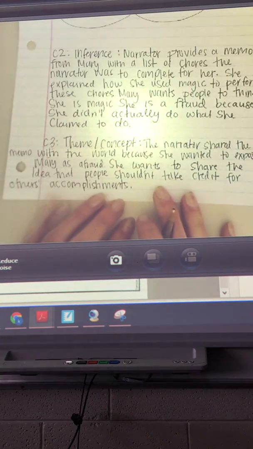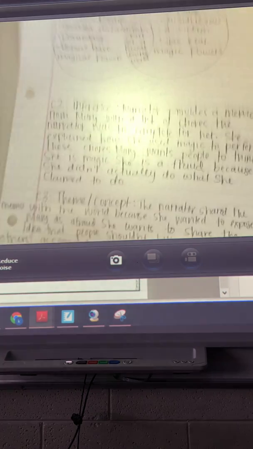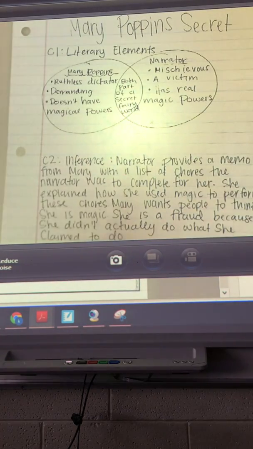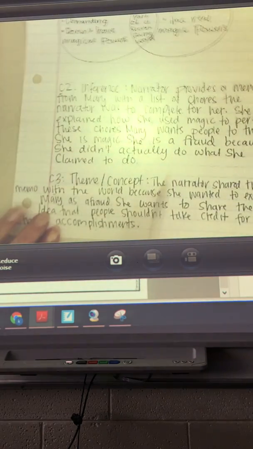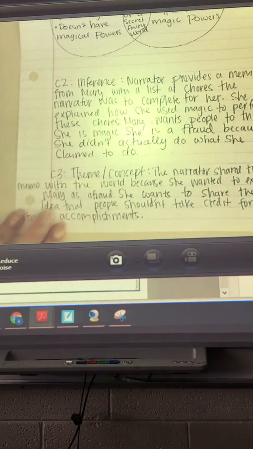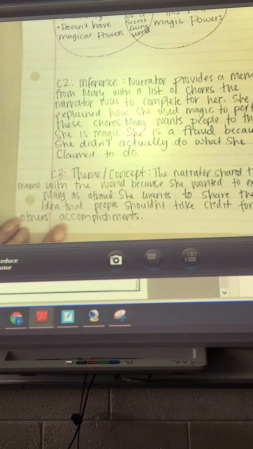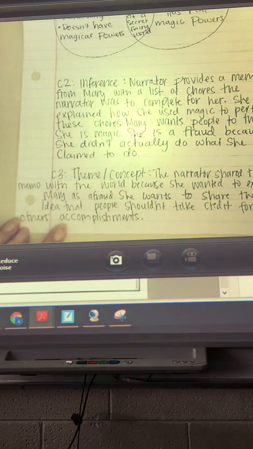Okay? So, we have C1 literary elements, and we've made our Venn diagram to compare the two. C2, we talked about our inferences, right? And then C3, we talked about the theme and the concept that they're trying to tell you, right? What was our narrator telling us? Why did our narrator do this? Did they have a purpose for writing this and sharing this memo? Yes, they did, right? They felt injustice, and they wanted people to know that Mary Poppins was a fraud.